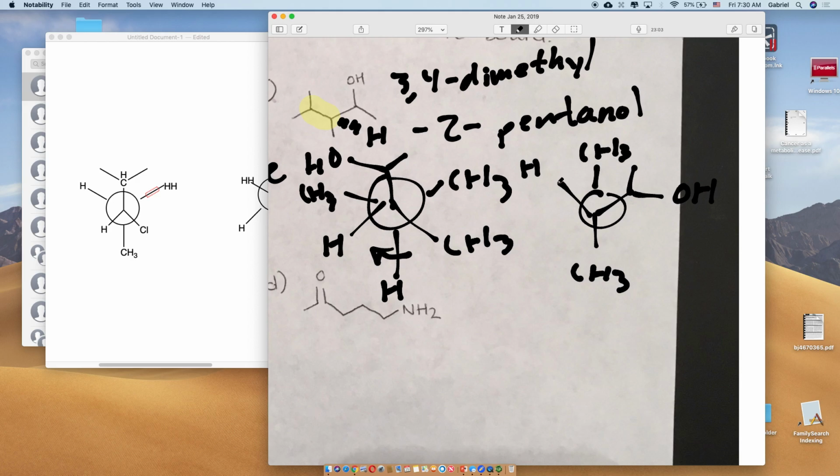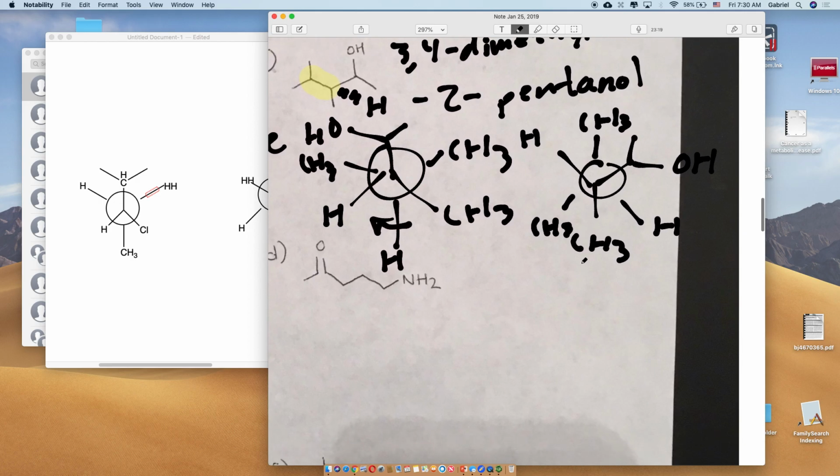Yeah, there's 3 chains. Then when I go to this back carbon, I have a methyl group and a hydrogen. Methyl group, hydrogen. Does that make sense? So if I was to draw the next conformation of it, I would leave one group the same. Don't change both, otherwise we'll get confused. So I'm going to leave the very front the same.